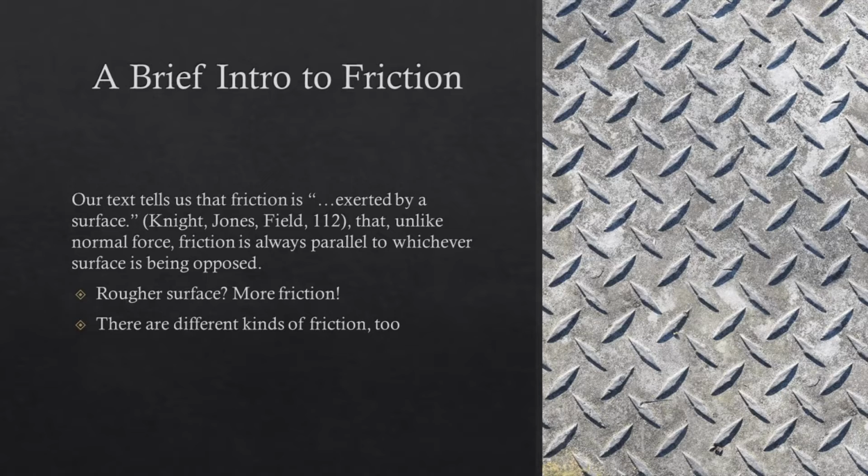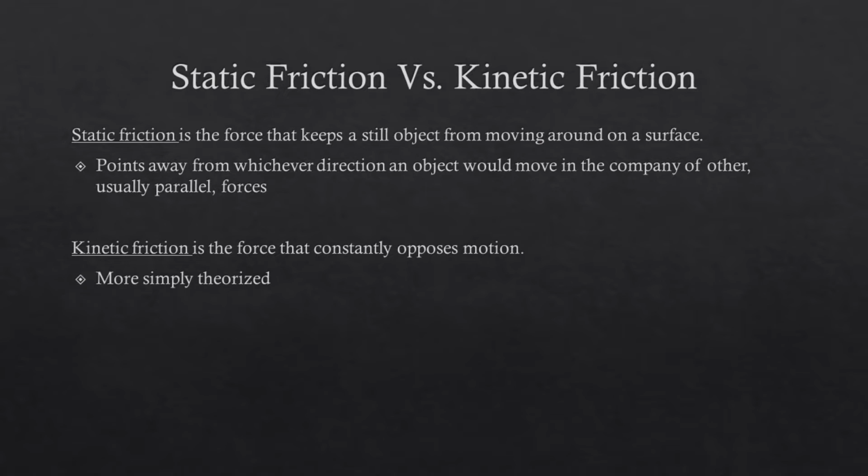There are different types of friction as well: static friction and kinetic friction. Static friction is the force that keeps a still object from moving around on a surface. Static friction points away from whichever direction an object would move in the company of other, usually parallel forces. Kinetic friction is the force that constantly opposes motion. For conceptual reasons, kinetic friction is more simply theorized.